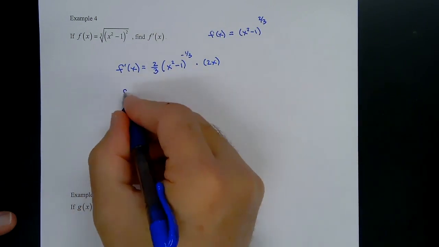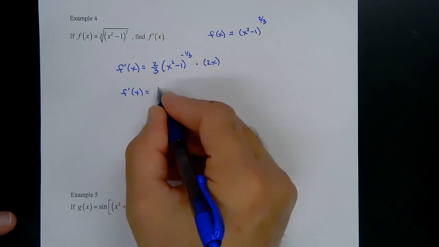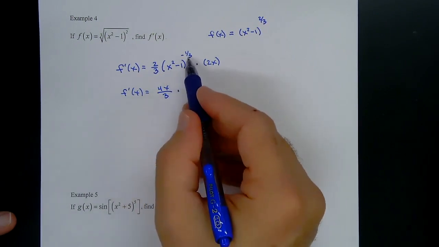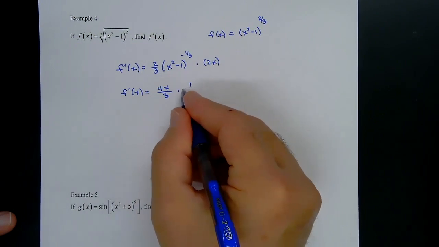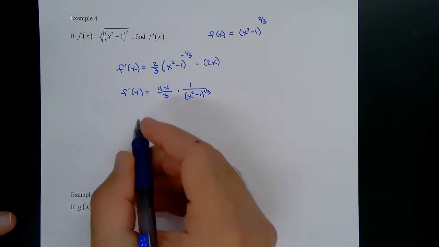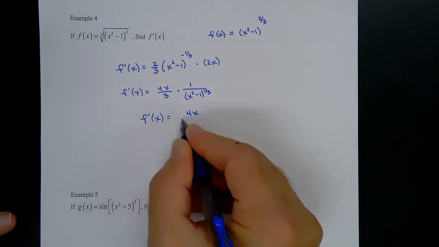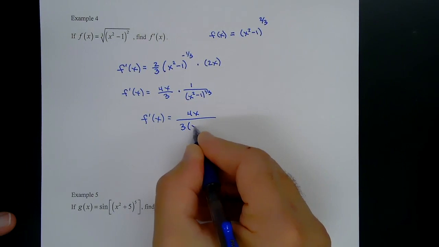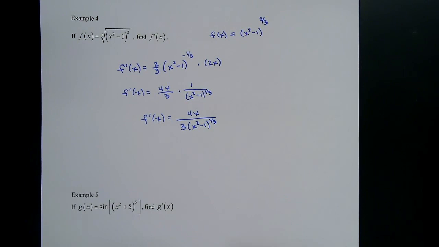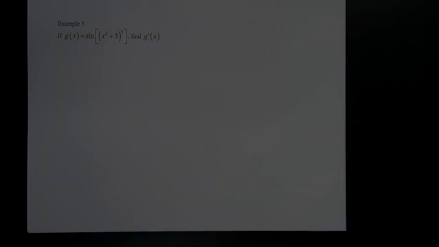Okay, so then that makes f prime of x become 2 times 2x, which is 4x over 3, and times, and this x squared minus 1 raised to the negative 1/3 is really 1 over x squared minus 1 to the positive 1/3. So that makes f prime of x equivalent to 4x over 3 times x squared minus 1 raised to the 1/3 power. And that's the derivative of this function, okay? All right, let's go to example 5.